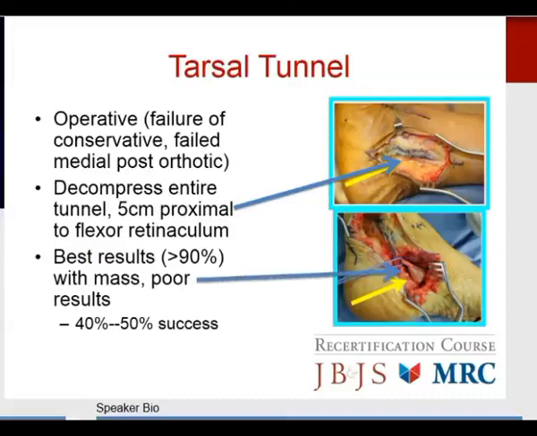If you have a schwannoma or a neurolemoma, you have a greater than 90% success rate with tarsal tunnel surgery. If there's nothing in there except for engorged veins, the success rate drops to about 50%, and you must counsel your patient on that before you begin the operation.